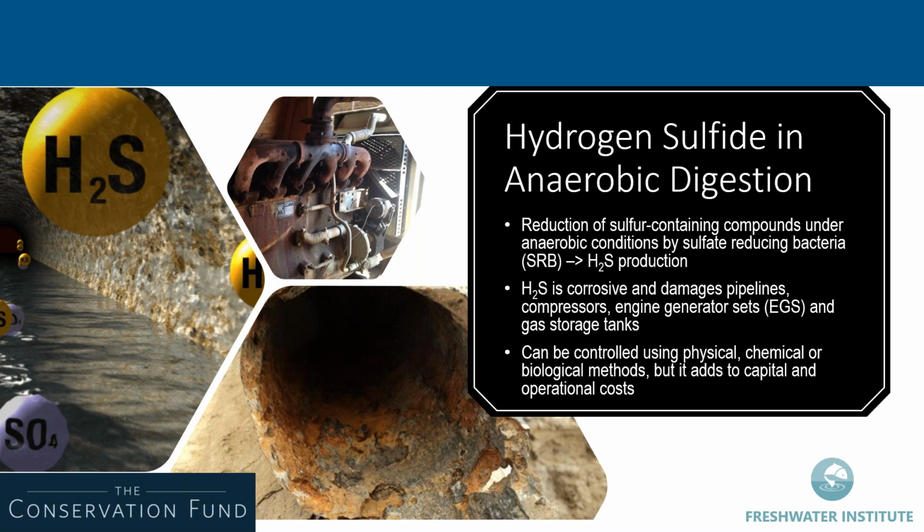Sulfate-reducing bacteria can also inhibit and reduce methane production because they compete with methane-producing microorganisms for carbon in the feedstock. So if there is high hydrogen sulfide production from a digester, there's a high likelihood that methane is not being produced optimally. Hydrogen sulfide production can be controlled through physical, chemical, or biological methods, but like you'd expect, it would result in increased capital and operating expenditures for the farmer.